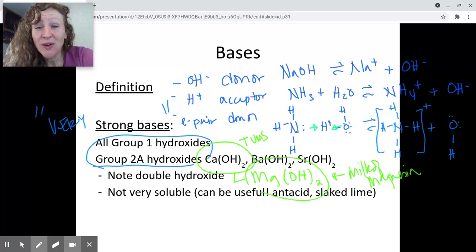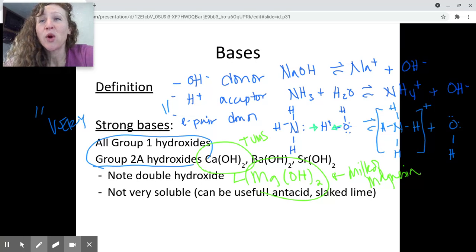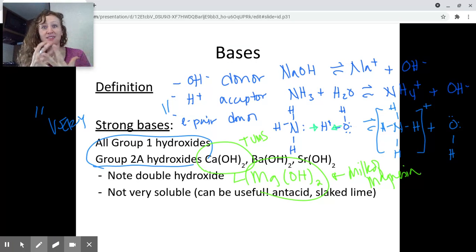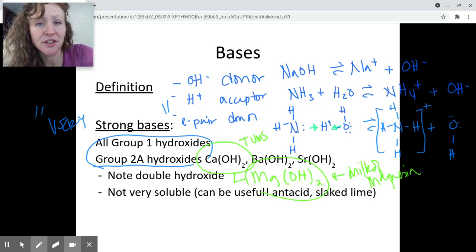So what are you eating when you eat a Tums or when you drink milk of magnesia? You're eating a strong base. So why doesn't it burn your mouth, right? A strong base should burn your mouth. Well, it doesn't burn your mouth because it doesn't dissociate very well. It's not soluble. It doesn't dissociate very well in the presence of water. Luckily, because if it did, our entire mouth would have a second or third degree chemical burn.